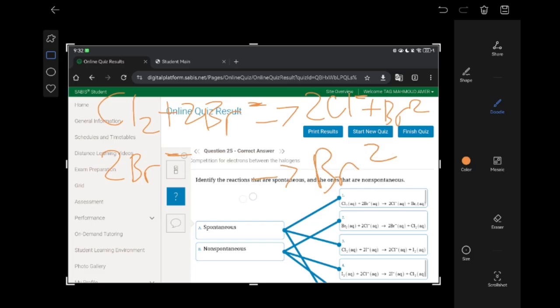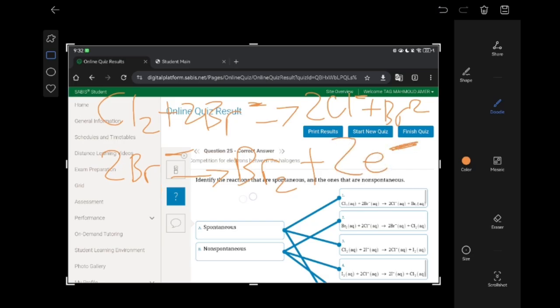How do you reach Br2 from 2Br minus? You have to lose the negative. How do you lose the negative? You lose 2 electrons. It's the opposite for the metals. When you have a metal that's an ion and you want it to be solid, you put the electrons on the same side so it can gain and become neutral. But here you're trying to lose them, because if you put them on this side, it's just going to become more negative. Plus 2e minus.